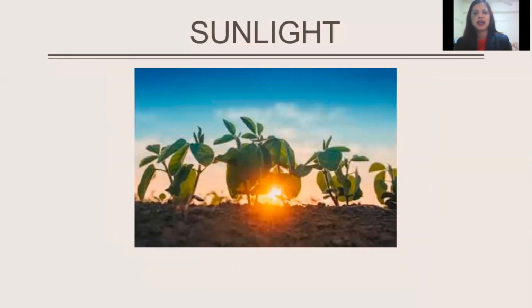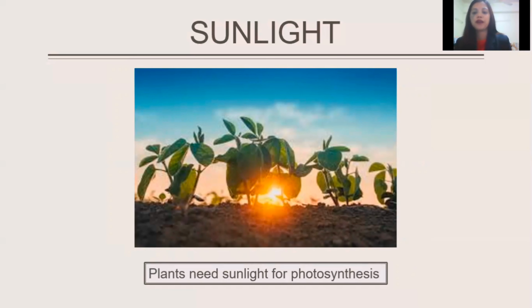Next, we have plants. Plants also need sunlight. Why do you think the plants need the sunlight? Plants need sunlight for photosynthesis. Okay, we already discussed the word photosynthesis. Again, photosynthesis means the process of making their own food. That is why plants can make their own food because of the sunlight. Okay?